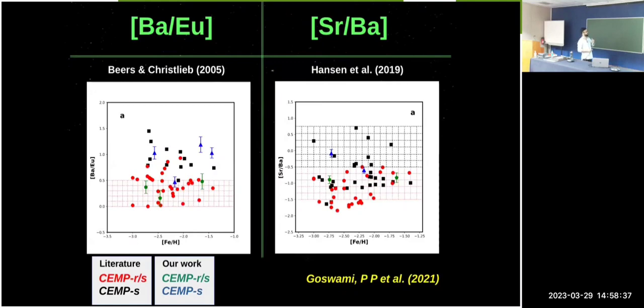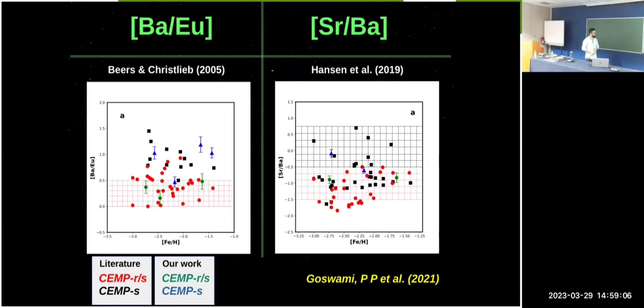Then we looked at the other existing classification schemes. This is the oldest one, Beers and Christlieb 2005, and this is the most recent one by Hansen et al. 2019. So in this barium by europium case, this red grid defines the region defined for CEMP-r/s stars. But we can see that some CEMP-r/s stars are falling outside the region also. So this classification scheme fails.